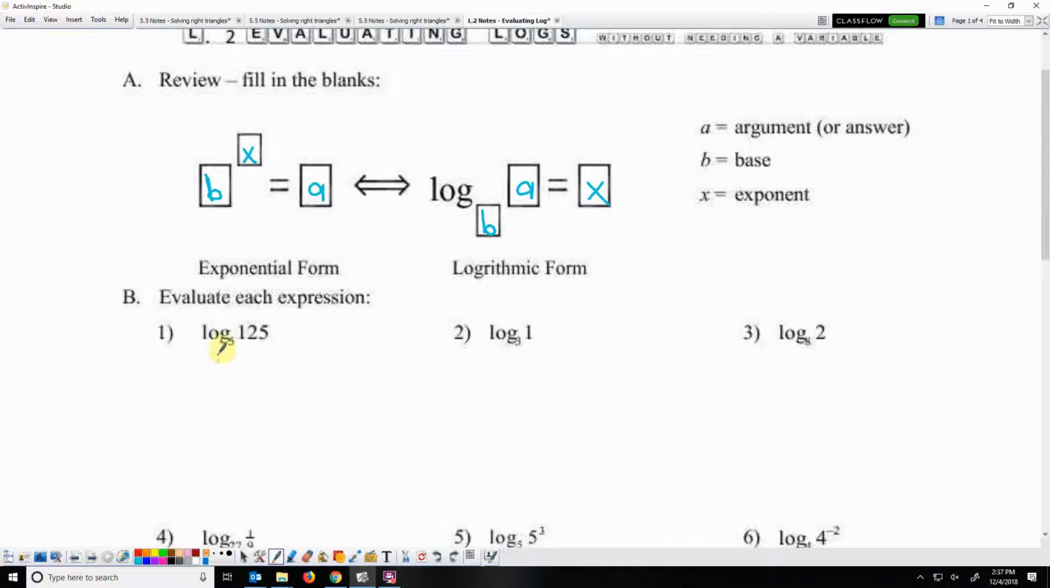So what's being asked here is what power raises 5 to make 125? Or 5 to what power makes 125? So I wrote this with a variable, but we don't necessarily need one. 5 to what power makes 125? That would be 5 to the third power. Okay, so the value is 3. The next one is asking 3 to what power makes 1? Well, anything to the 0 power makes 1.